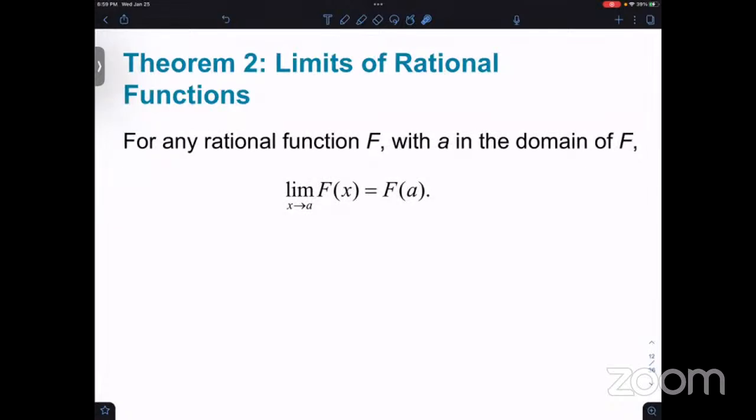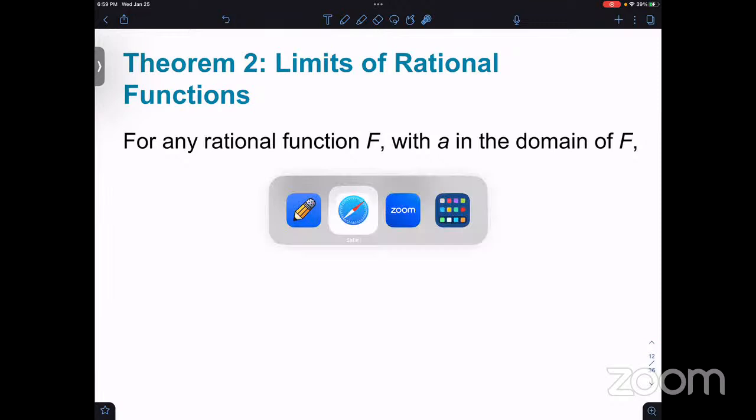Because for continuity, we have to satisfy those 3 conditions. So that's when I knew what I was trying to say wasn't right. This is what I was trying to say. For any rational function f with A in the domain of f, the limit as x approaches A of that function, you can basically just evaluate it, right? So you can evaluate the limit as long as A is in the domain of the function. That's what I was really trying to get at.